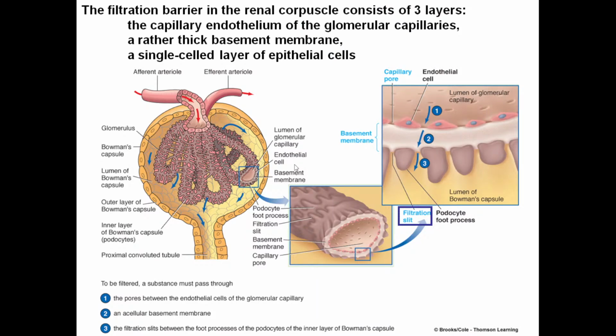So here you can see the structure of the filtration barrier in the renal corpuscle, which consists of 3 layers. You have a capillary endothelium of the glomerular capillaries, then you will have a rather thick basement membrane and a single layer of podocytes or epithelial cells. So this is the structure of the filtration barrier.